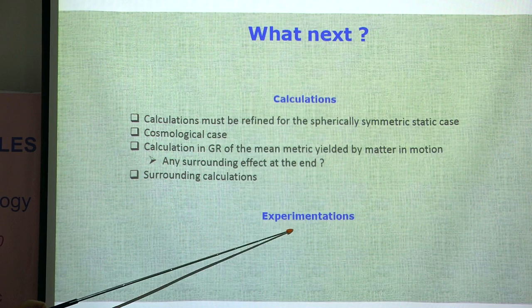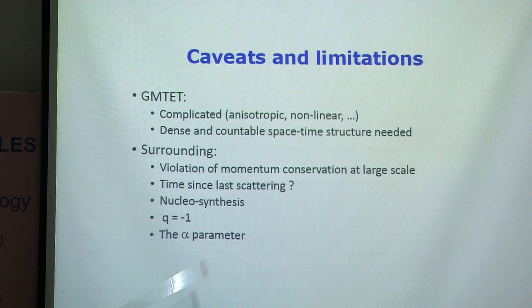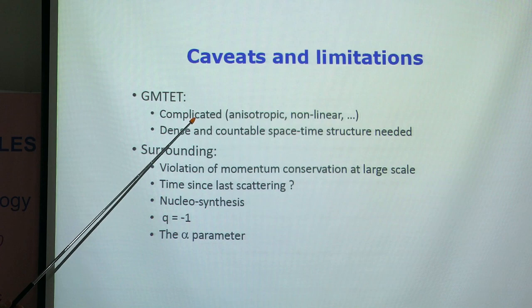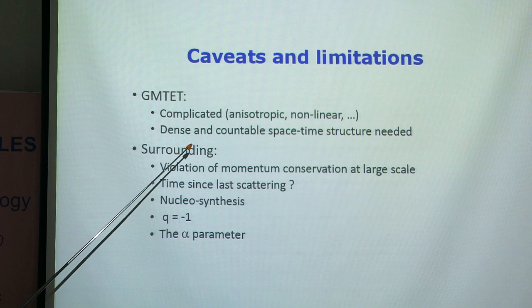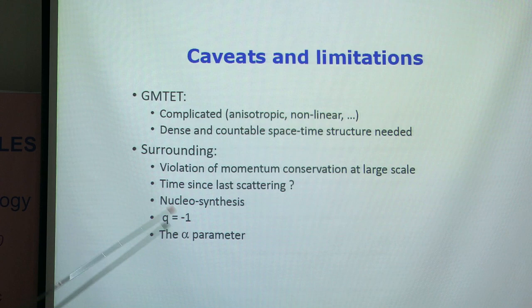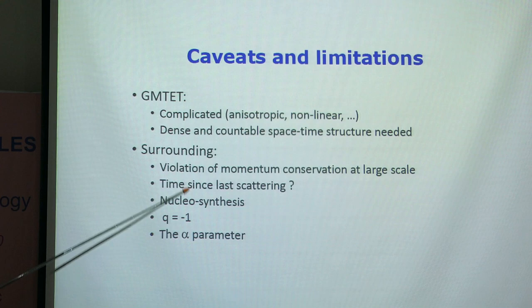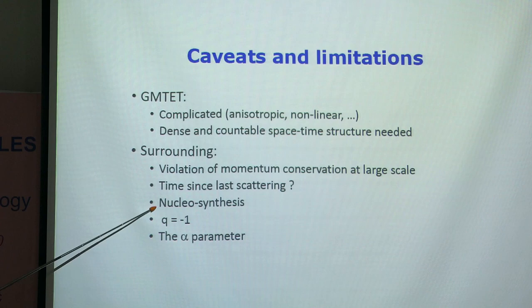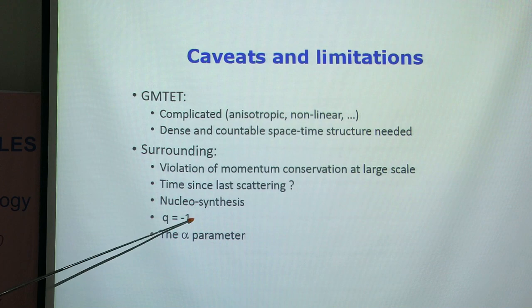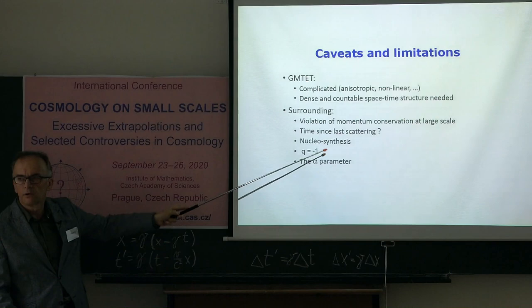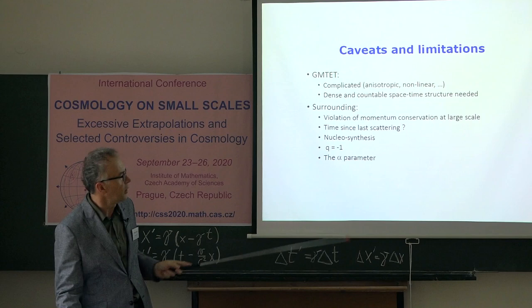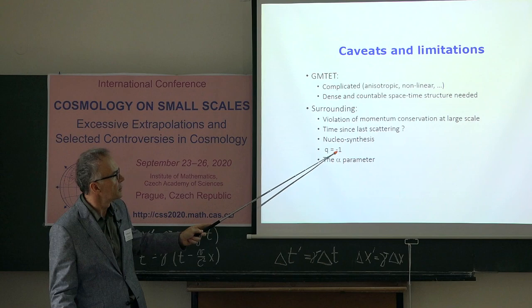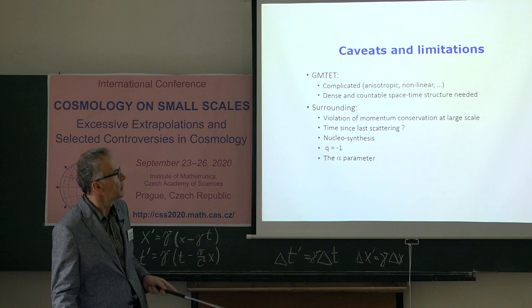Caveats and limitations. So, complicated, yes. It's not really a caveat because GR is also quite complicated. But the surrounding here is quite deprecated now. There is a problem with this, but it is not really an issue because the model is not pretending to explain the microscopic scale. Q is not exactly equal to minus one. That was a remark I had on it. And the alpha parameter, I didn't talk about it, sorry.